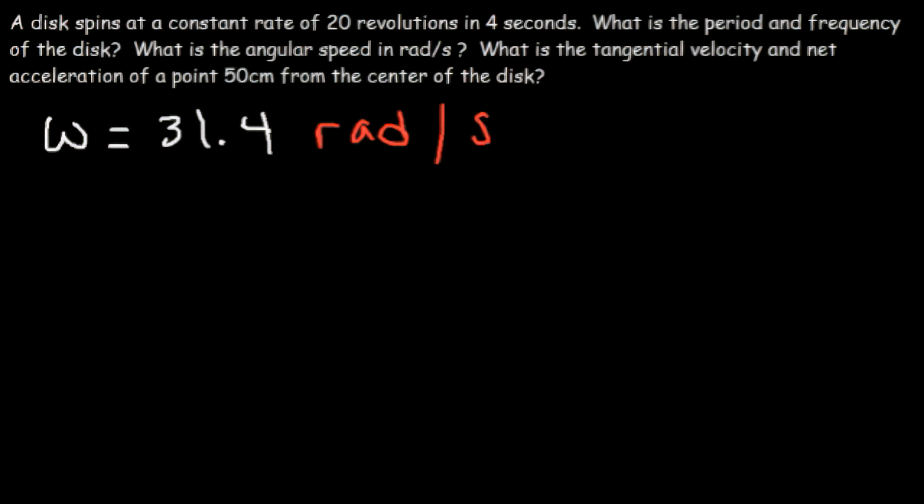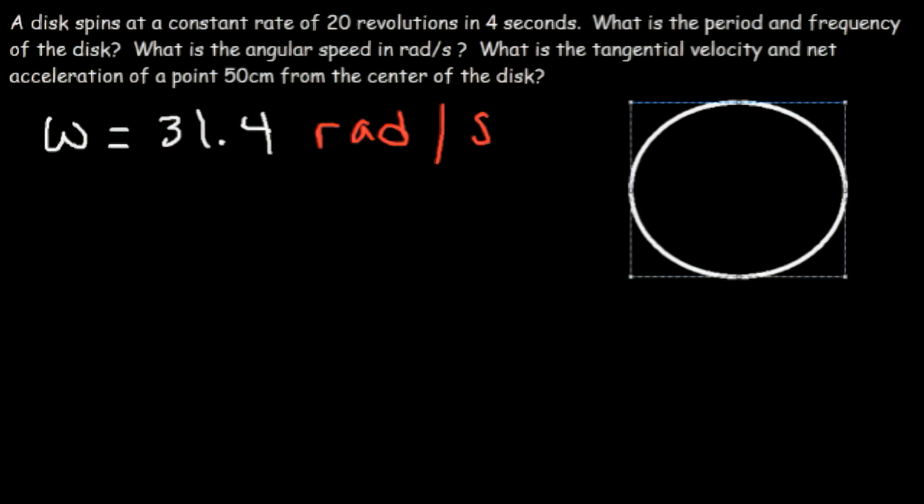Now, what is the tangential velocity of a point 50 centimeters from the center of the disk? So let's say here's the center, and the point is somewhere at that location. So 50 centimeters is basically 0.5 meters. 100 centimeters is equal to 1 meter. So 50 centimeters is half of a meter.